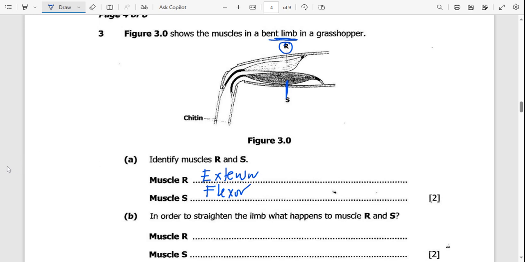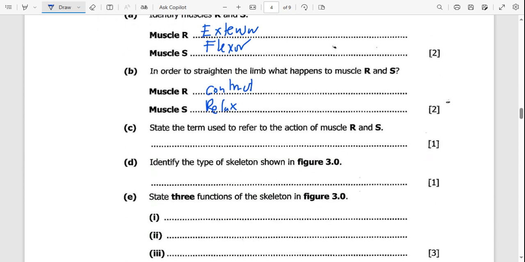In order to straighten the limb, what happens to muscles R and S? If you want this to be straight, R is going to contract. S is going to relax. Every time one contracts, the other one relaxes, and the opposite. State the term used to refer to the action of R and S. That is known as antagonism. When one contracts, one relaxes; when one relaxes, one contracts.